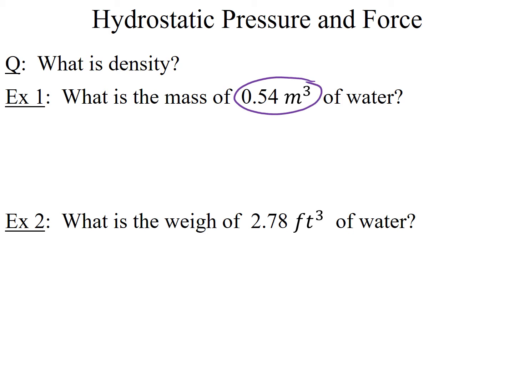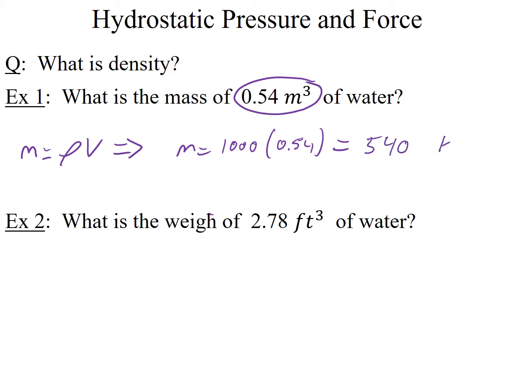So the way we're going to do it is the mass. Remember, the mass is the density times the volume. We're talking about the mass density. So that gives us the mass is equal to 1,000 times the volume, 0.54. So just do 1,000 times 0.54, you get 540, and the units are going to be kilograms. Notice this was in the correct SI units for volume, cubic meters. So my mass answer is going to be in the correct SI units for mass, 540 kilograms. So that's the mass of the water.